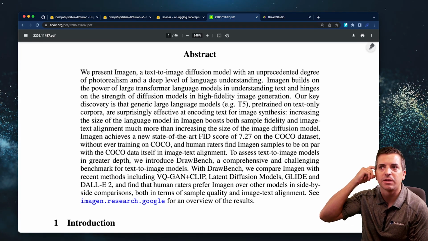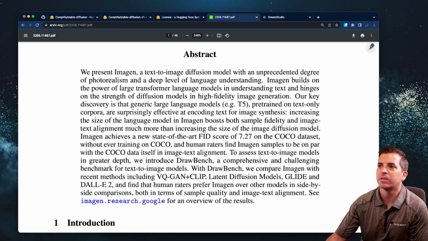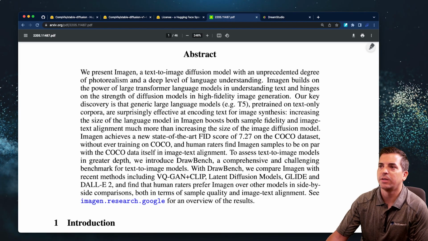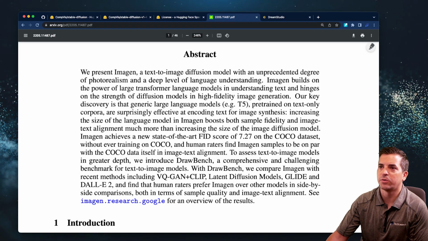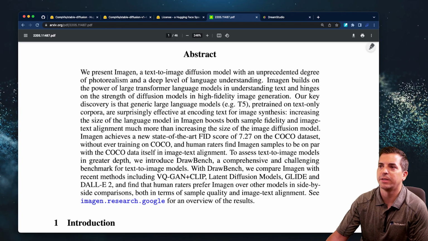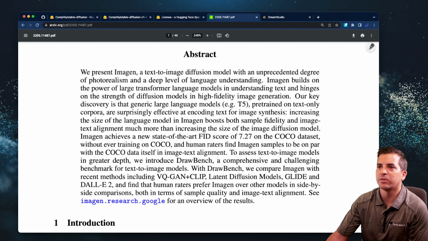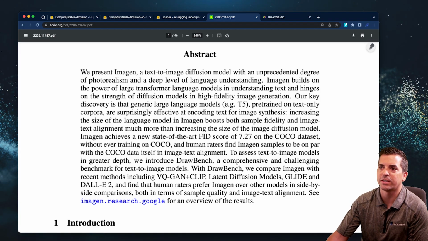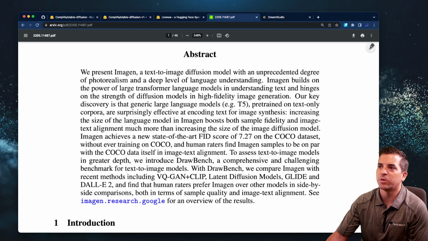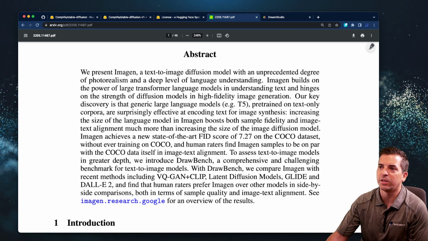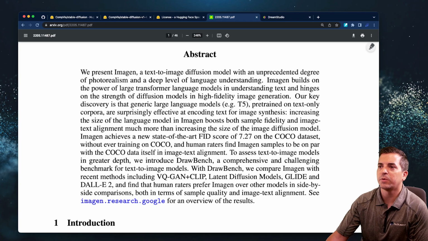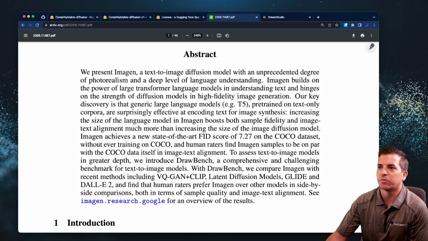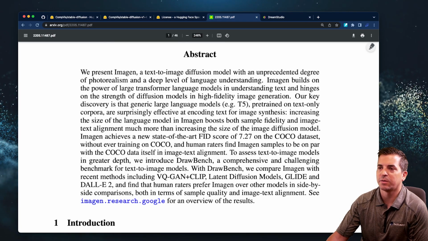Imagen achieves a new state-of-the-art FID score of 7.27 on the COCO dataset without ever training on COCO. And human raters find Imagen samples to be on par with COCO data itself in image text alignment. To assess text-to-image models in greater depth, we introduced Drawbench, a comprehensive and challenging benchmark for text-to-image models. With Drawbench, we compare Imagen with recent methods including VQGAN Clip, latent diffusion models, Glide, and DALL-E 2, and find that human raters prefer Imagen over other models in side-by-side comparisons.